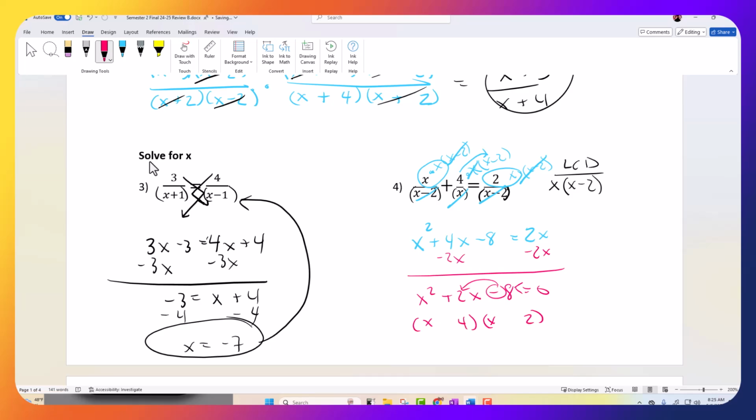Because the 8's negative, I'm going to have different signs. Because the 2 is positive, I need a big positive and a small negative. That tells me my two answers are negative 4 and positive 2. But when we go back and look, a positive 2 would make x minus 2 0. So I have to reject that answer and only keep the negative 4.